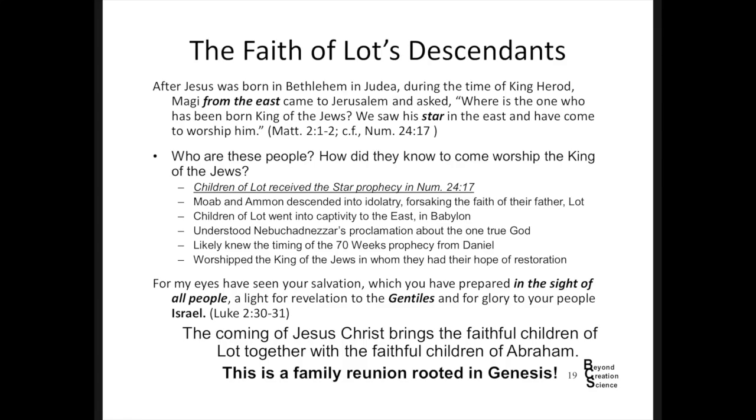Remember the star prophecy in Numbers 24? That was given to the children of Lot. And the children of Lot descended into pagan idolatry, and God judged them just like he judges Israel. And they went into captivity to the east, to Babylon, where they heard about Nebuchadnezzar's decree to all the nations about the one true God. And they probably knew Daniel or found out about the 70 weeks prophecy. So they had an idea of the time to expect the Messiah.